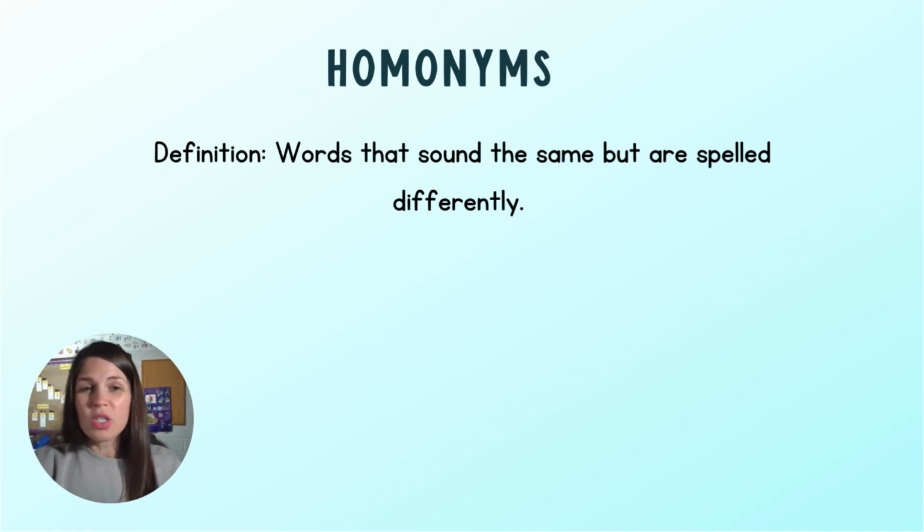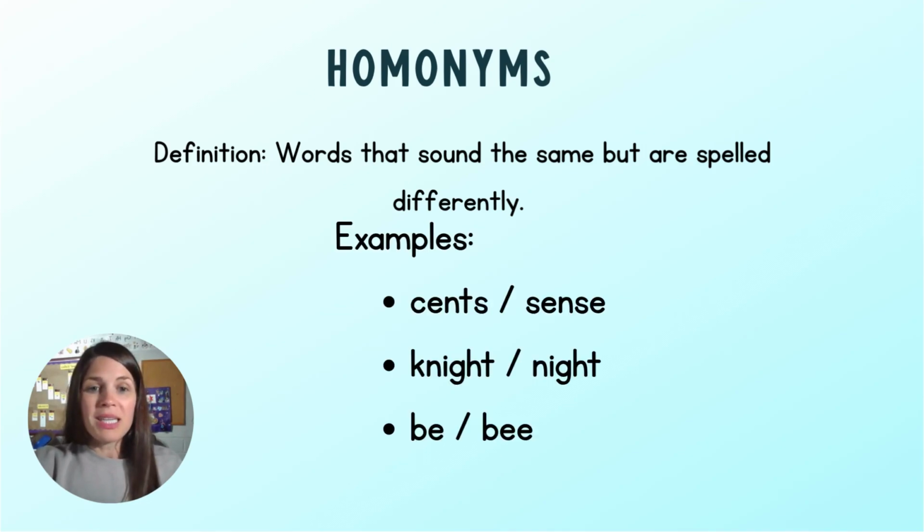Some people use the term homonym to mean any word that either sounds the same or is spelled the same, and others more narrowly define it. So we're going to use this definition. They're words that sound the same but are spelled differently. So some examples would be sense and sense, night and night, B and B. These words sound exactly the same, but they have different spellings and different meanings.